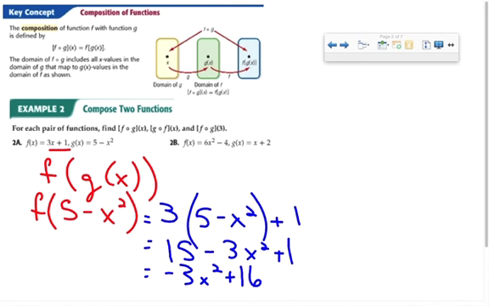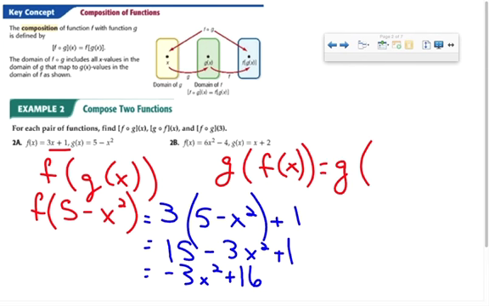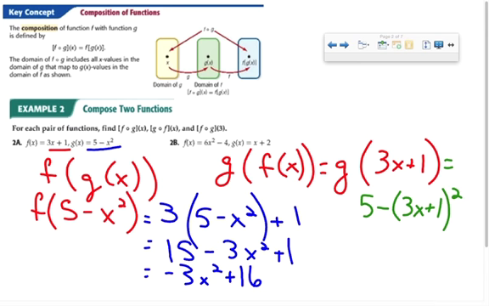They're also asking me to find the g of f of x. So, as I mentioned earlier, that means I'm trying to find the g of f of x. So I'm finding the g of 3x plus 1, which means now I'm going to take that 3x plus 1 and substitute it in for x here into g of x. So this will become 5 minus 3x plus 1 quantity squared.